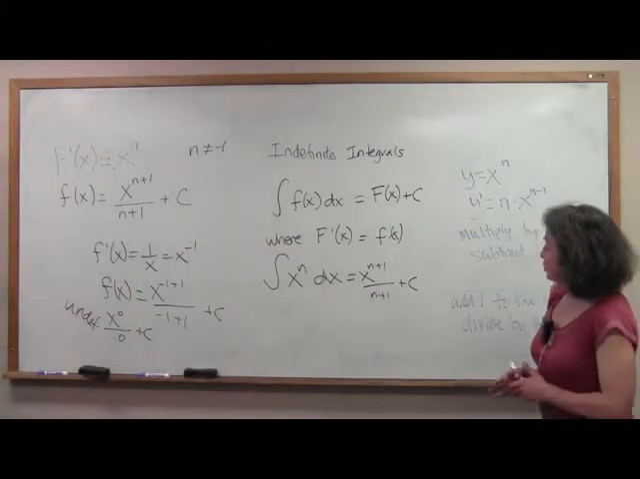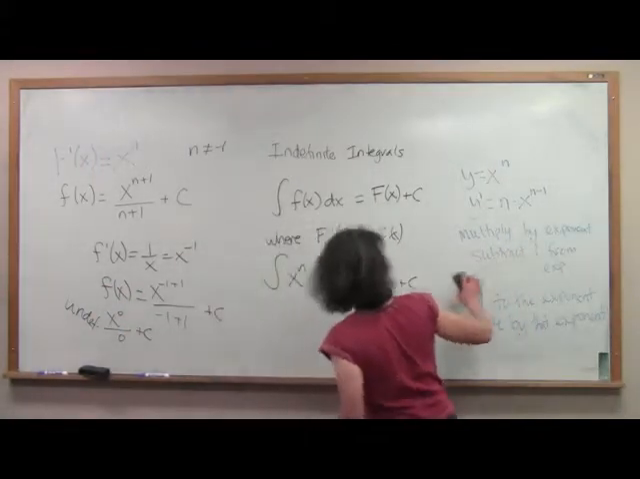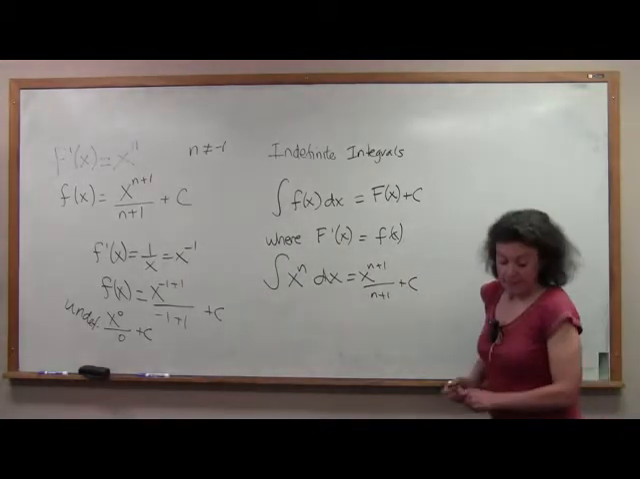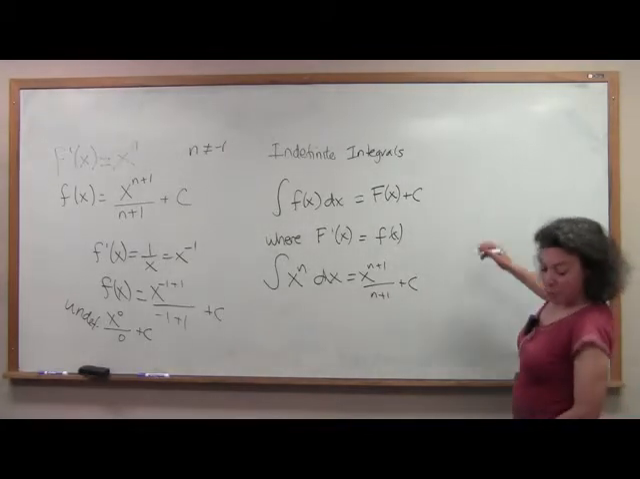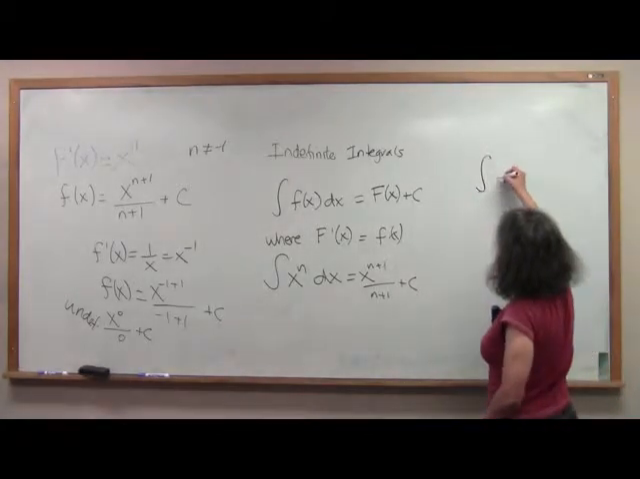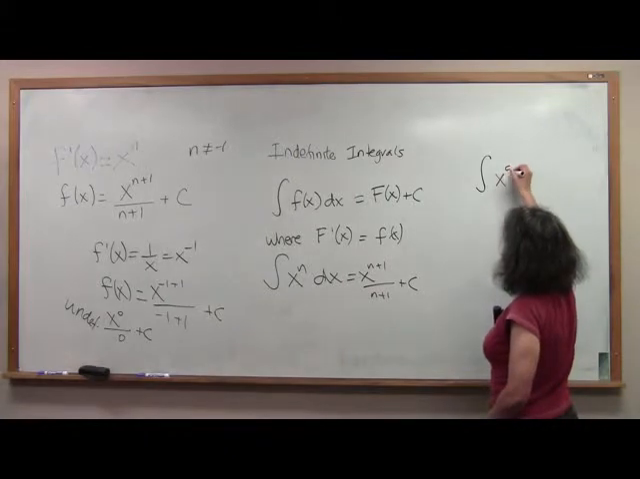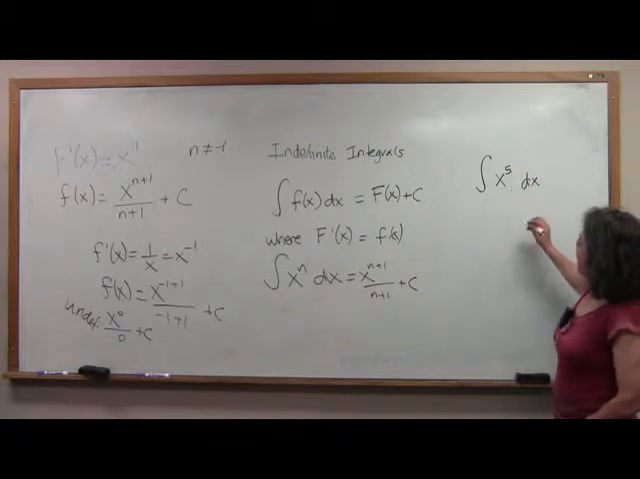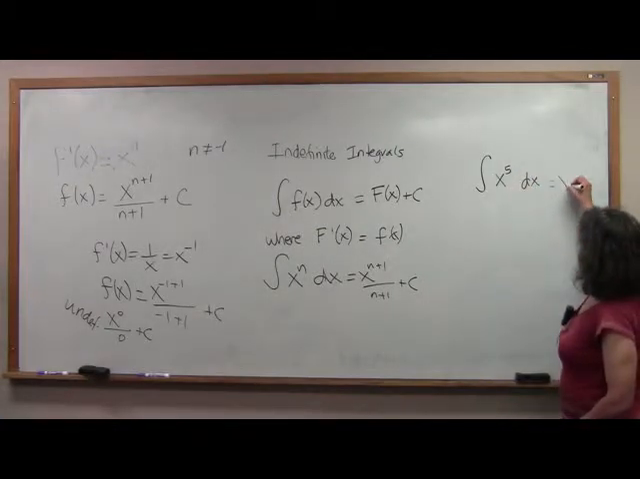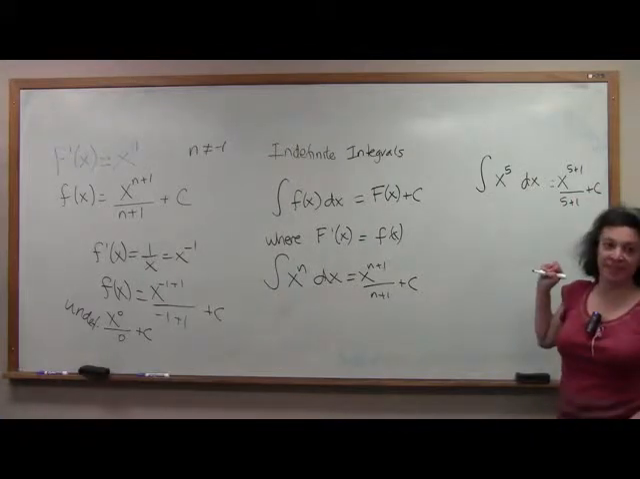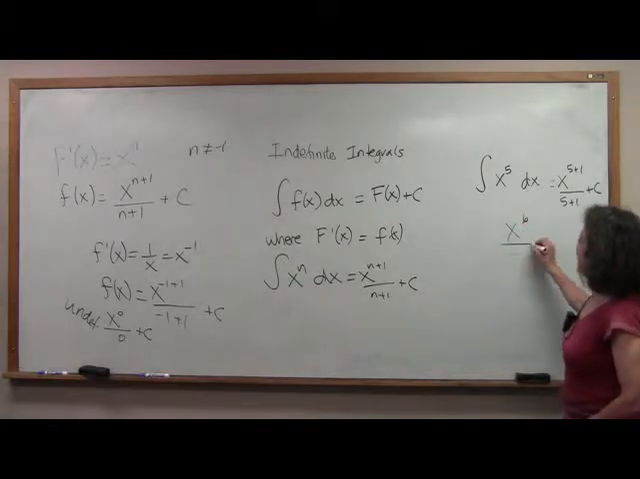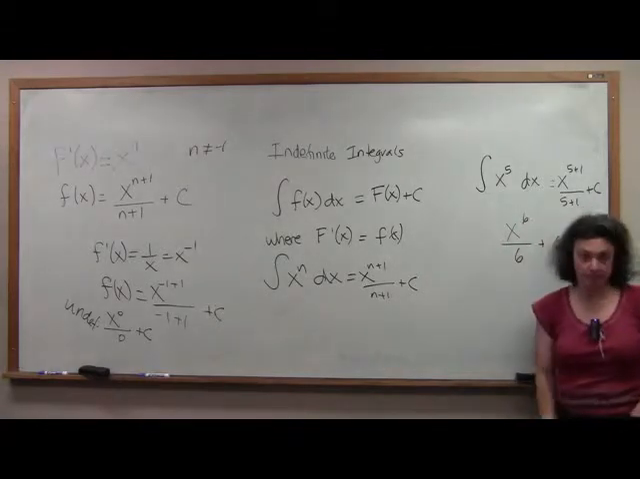So what I want to do is go through some examples. Well, what would be the antiderivative of, say, x to the 5th dx? Well, what you do is you add 1 to the exponent, so you're going to get x to the 5 plus 1 over 5 plus 1 plus a constant. And in general, I don't show this step. I would just say it's x to the 6 over 6 plus c.